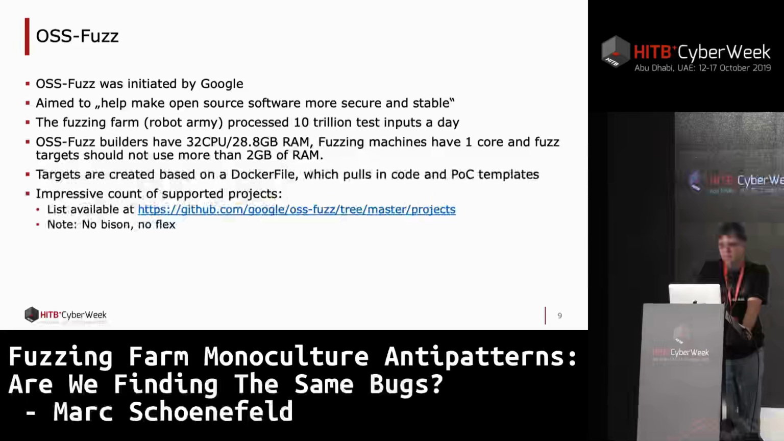So OSS-Fuzz is an overarching fuzzing initiative by Google. It aims to help make open source software more secure and stable. They have a fuzzing farm, a robot army as they call it, processing 10 trillion test cases a day. It has builders and fuzzing machines, and these are created using Docker, and the Docker pulls in the code and the POC templates and exercises the code defined in the Dockerfile. There's a list available on the OSS-Fuzz projects list. What made me look into it was that there's no Bison and no Flex, which we'll look into later.